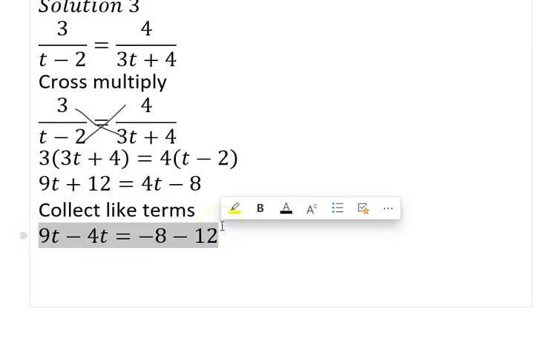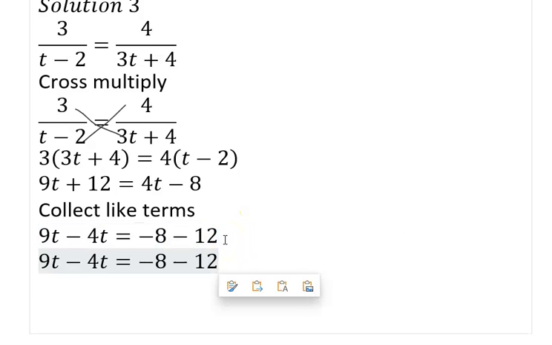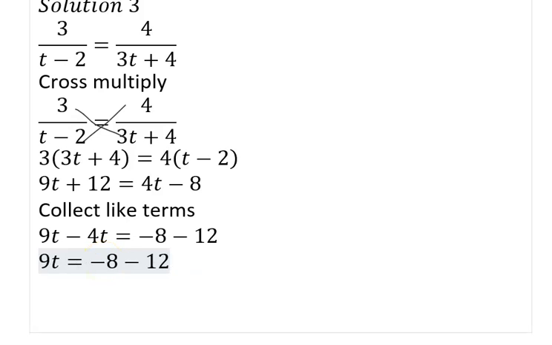So with that, if you now say 9t minus 4t, it will give us what? 5t. 9t minus 4t will give us 5t. Beautiful. So minus 8 minus 12. Minus 8 minus 12 will give us what? Minus 20. Beautiful.